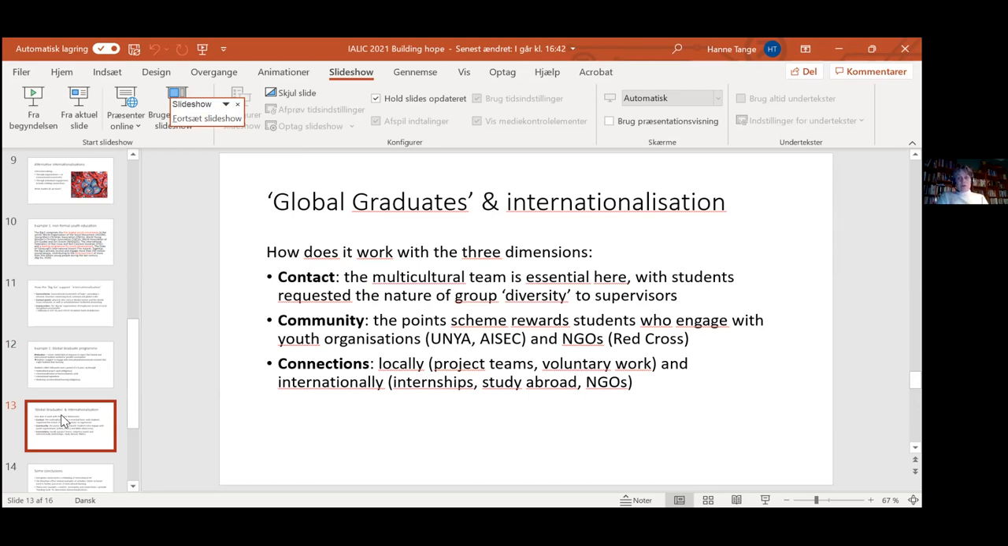Secondly, we encourage community service of various kinds. So we have students involved in youth organizations, for instance, the UN Youth Association, very popular with some of these students, but also organizations like IALIC. Finally, we try to facilitate this idea of connections. They're forming connections in the teams, they form connections through voluntary work, but they can do so also internationally through internships, through study abroad, but also by joining NGOs like IALIC, which offers the opportunity for these students to go abroad as an IALIC representative for Denmark. And we've seen several of these students do so.